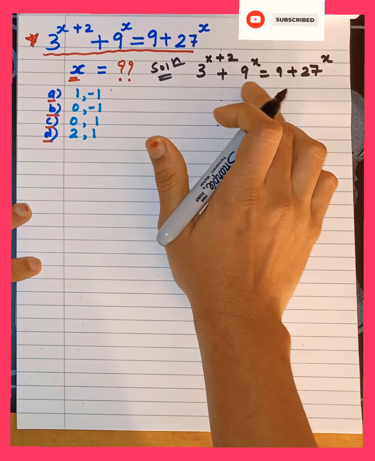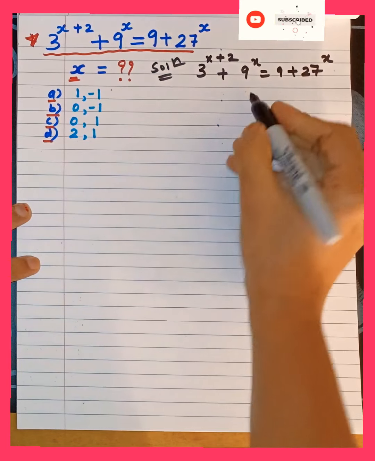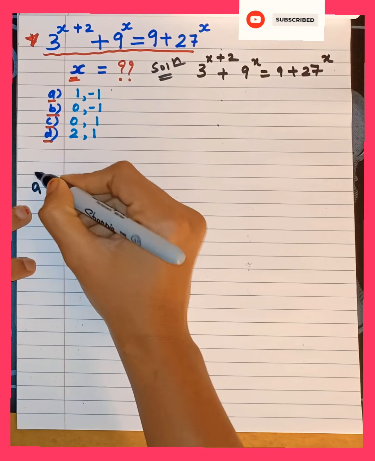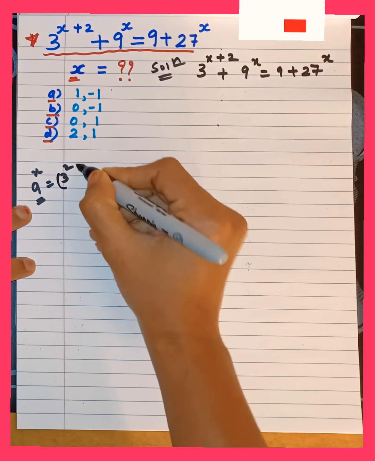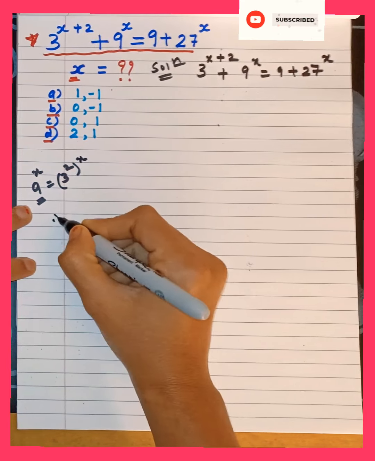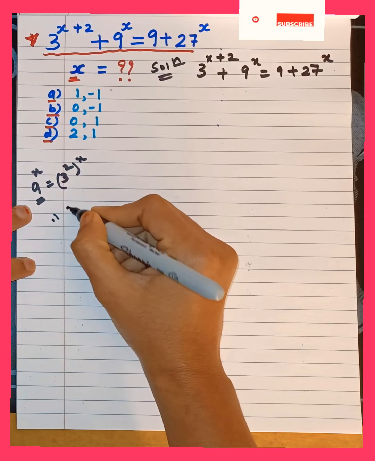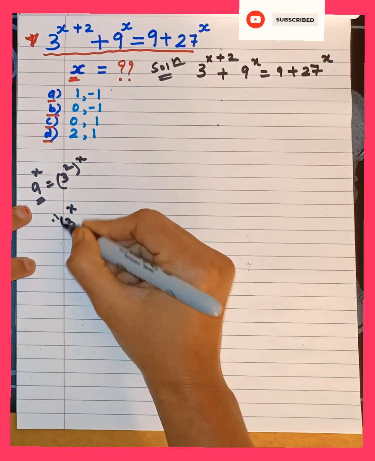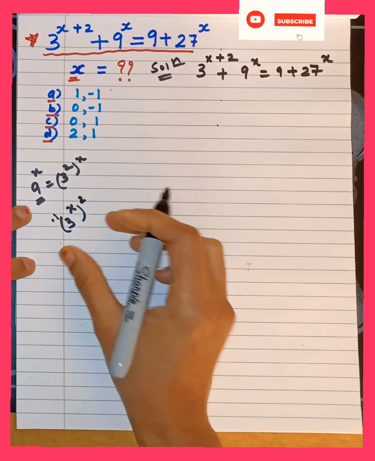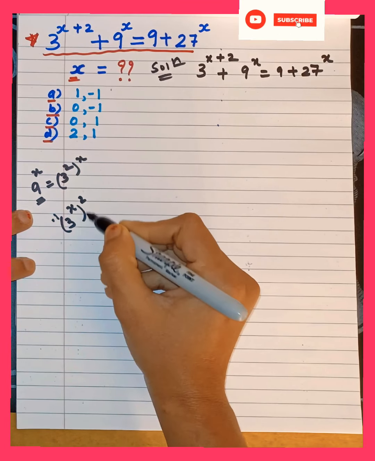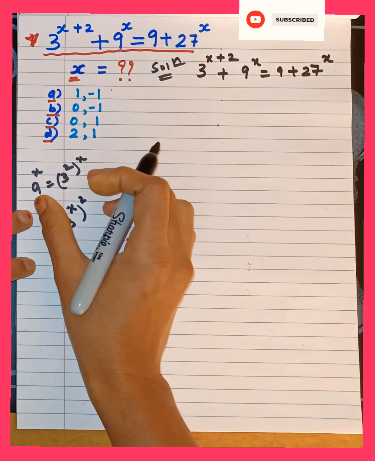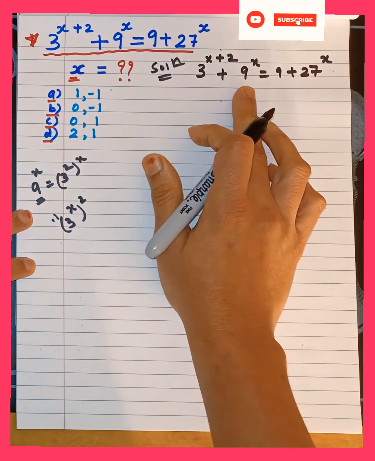Okay, so now if you see this question carefully, 3 raised to x and 9 raised to x. So 9 also can be written as, see, I'm showing the calculation part here. 9 raised to x, 9 is 3 square and that raised to x. So 9 raised to x can be written as 3 raised to x and the square of it. Okay, so in place of 9 raised to x, I can write 3 raised to x and the square of it.